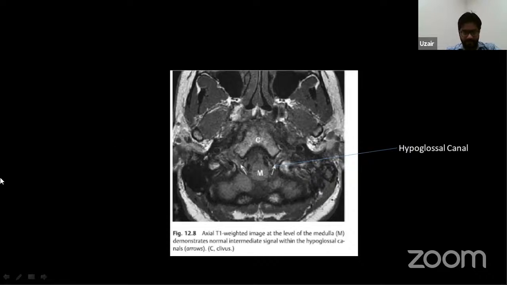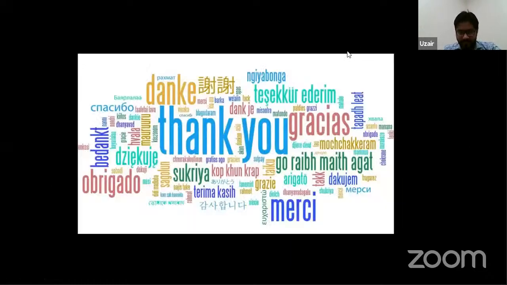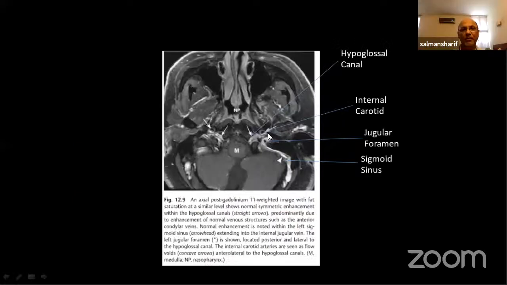And I think that's all for the anatomy of the cranial nerves. Dr. Pablo will probably provide the pathological images regarding these nerves and the clinical syndromes and pathologies of the cranial nerves. So here is another slide. This is showing the hypoglossal canal. This is the internal carotid, jugular foramen, and then you have the sigmoid sinus. So that's all for today about the anatomy and radiology of the lower four cranial nerves. Thank you very much.